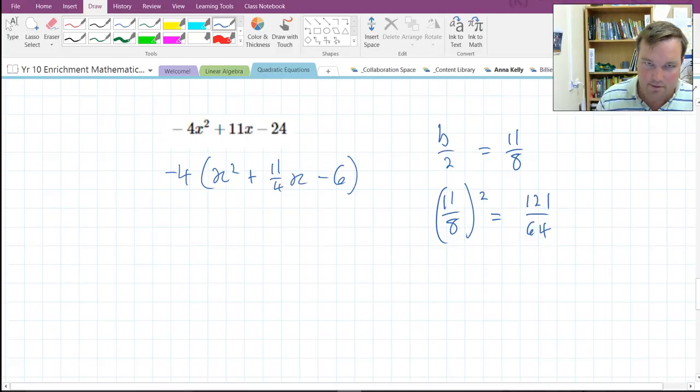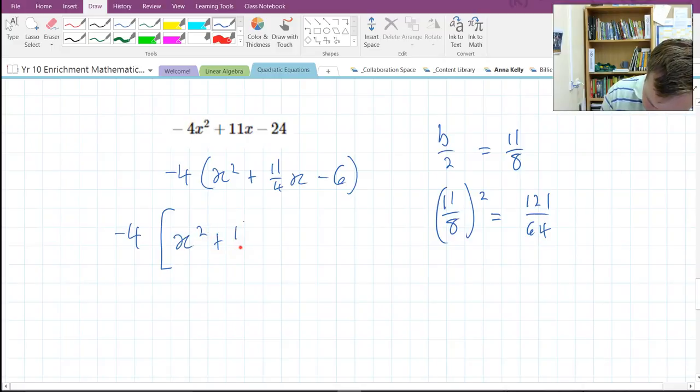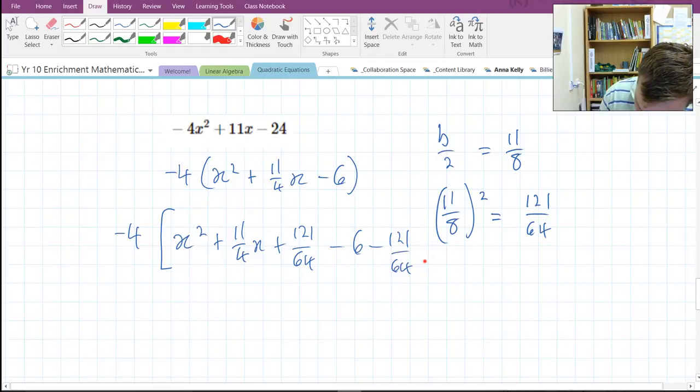Alright, now we treat that exactly the same as we had before. We add it on and take it off. We leave the minus 4 out there, deal with everything else in here. x squared plus 11 on 4x plus 121 on 64, take 6, take 121 on 64. Oh, beautiful. Minus 4, square bracket, curved x.